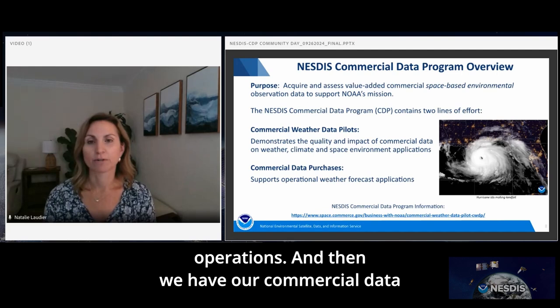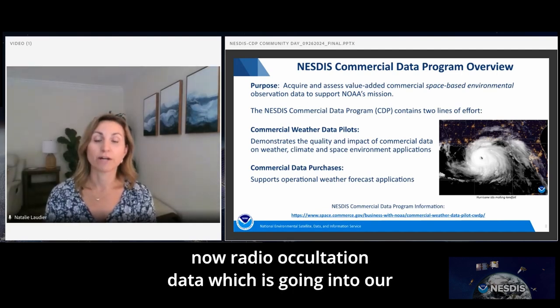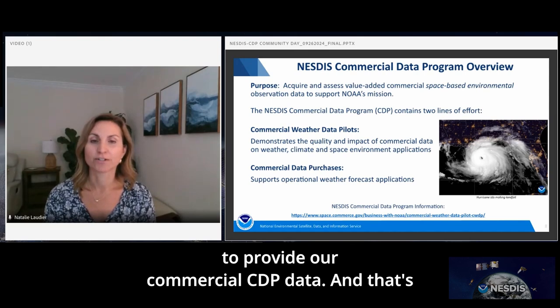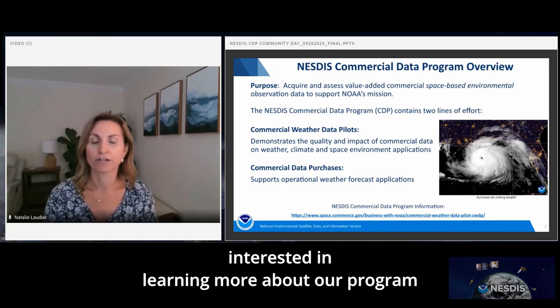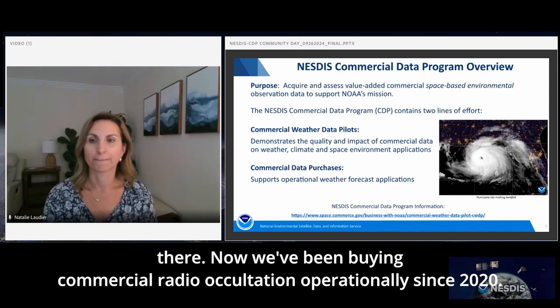And then we have our commercial data purchase program, where we're purchasing right now radio occultation data, which is going into our operational weather forecasts. This link below here is our commercial CDP website, and that's hosted on the Office of Space Commerce if you're interested in learning more about our program and some of our initiatives. Please go to that link there.